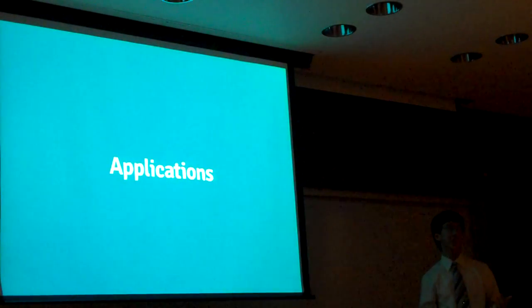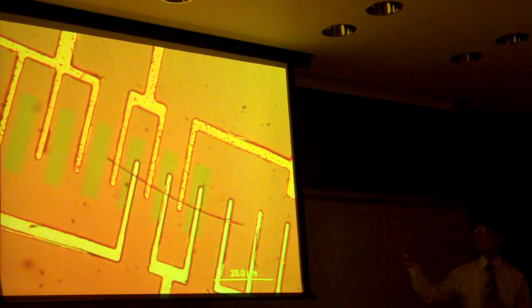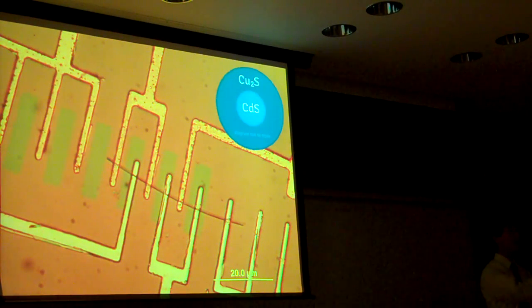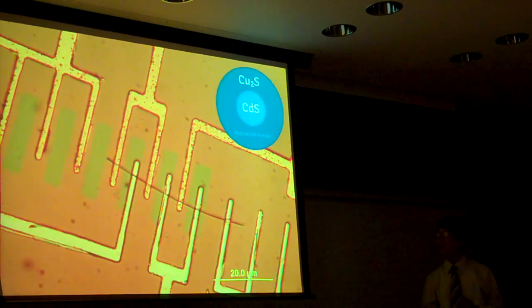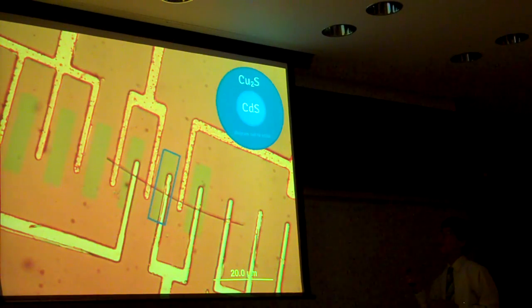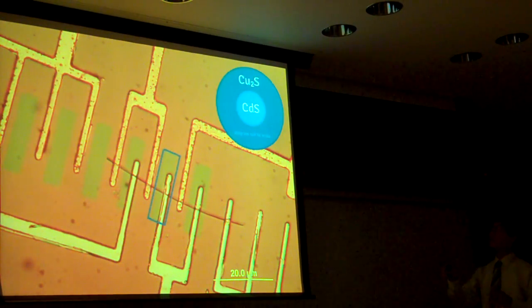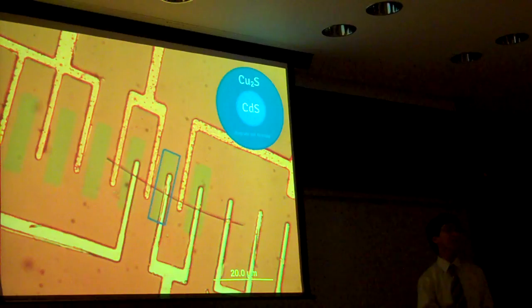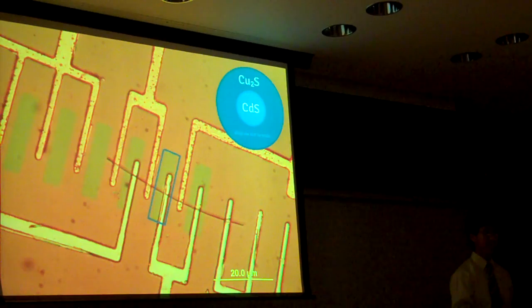So applications of this program. Here's a nanowire. The inside of it is cadmium sulfide, and the outside of it is copper sulfide. So it's a radial structure, and it has a core and a shell. So you'll notice a bunch of green boxes, and in each one of the green boxes, the wire has been coated with a thin layer of copper sulfide. And so the leads at the bottom connect to the copper sulfide on the outside, and the leads on the top connect to the cadmium sulfide core. So in this way, we can use these leads to measure the electrical properties of the junction.